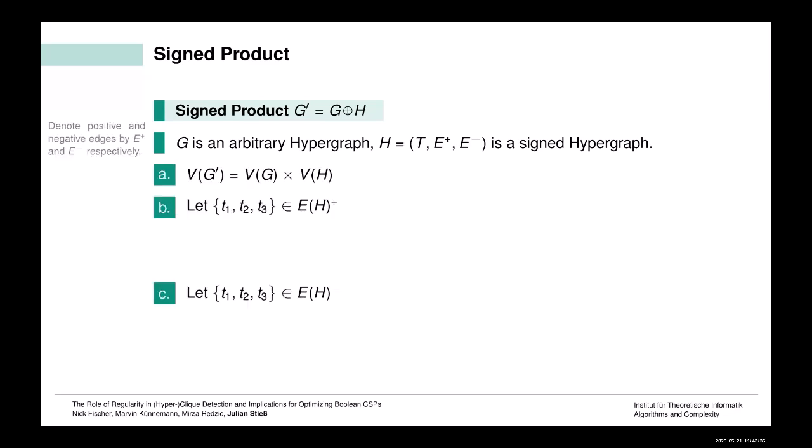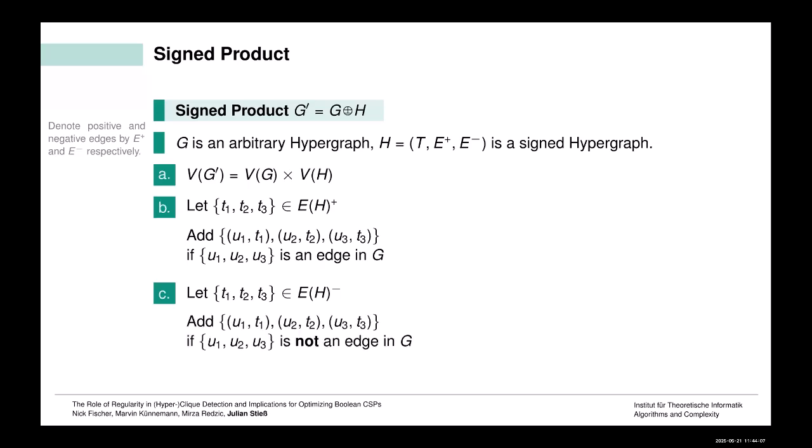And now the vertex set of this product is just a cross product of the vertices of the original graphs. And now the edges that we construct will look the following way. Basically we have a reduction rule depending on whether an edge is positive or negative. If an edge is positive, then we add the edge (U1, T1), (U2, T2), (U3, T3) to our product graph if and only if U1, U2, U3 is also an edge in G. And conversely, if our edge is negative, we will only do this if U1, U2, U3 is not an edge in G.